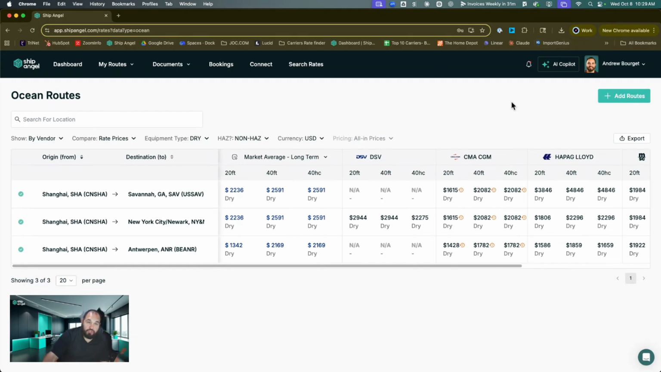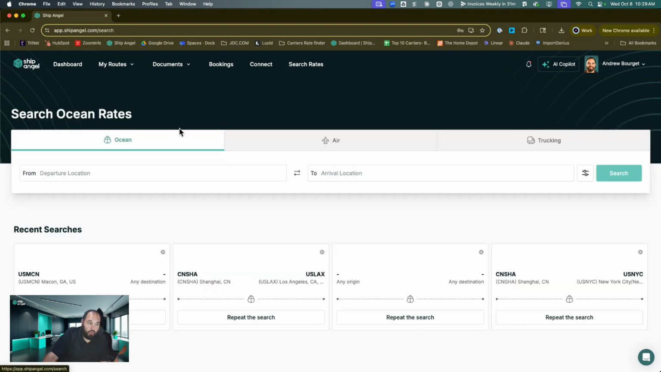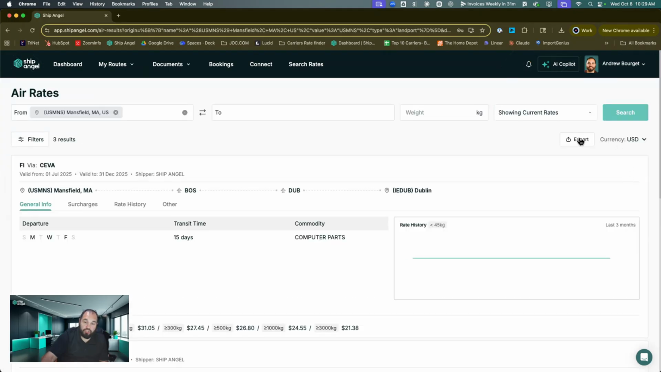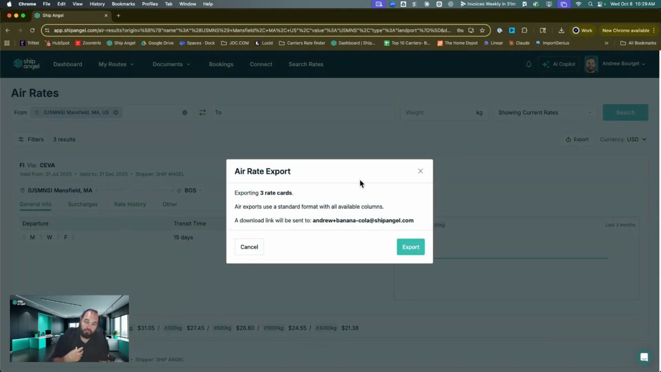Additionally, what's super useful is this is extractable. I can extract this data from here, and when I'm inside our air freight section and I'm looking at my lanes from Mansfield and click search, I can also extract the rates here.